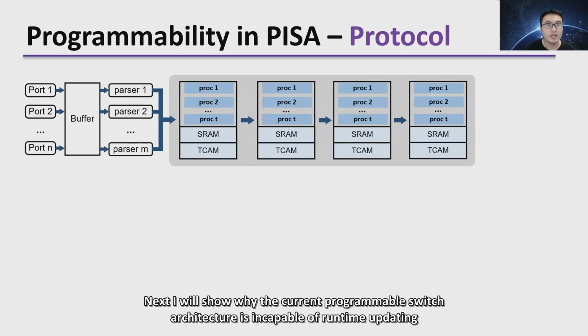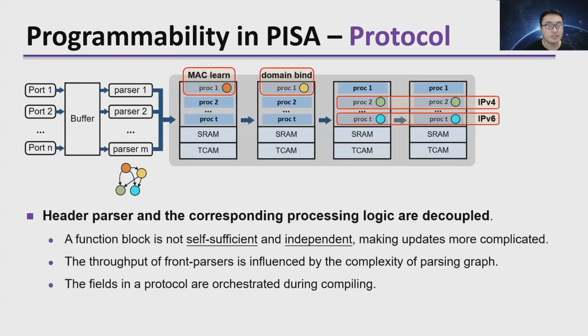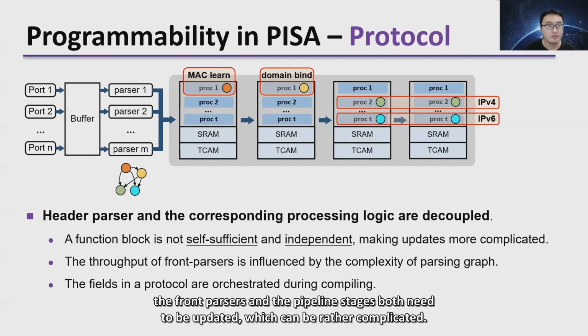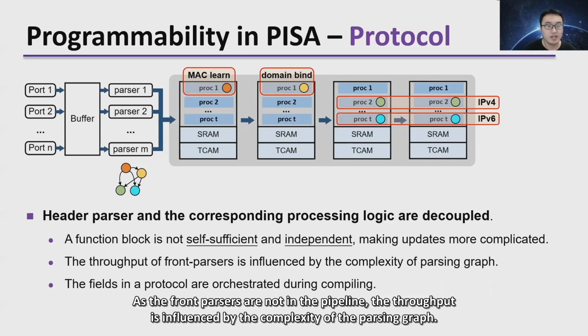Next, I will show why the current programmable switch architecture is incapable of runtime updating in terms of protocol, processing logic, and memory. As for protocol, in the figure, four functions need different protocols, so when adding a new function with a new protocol, the front parsers and the pipeline stages both need to be updated, which can be rather complicated. As the front parsers are not in the pipeline, the throughput is influenced by the complexity of the parsing graph.